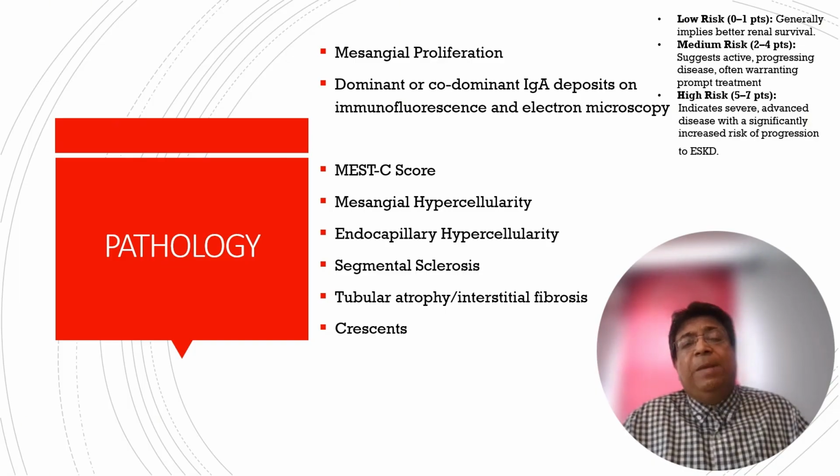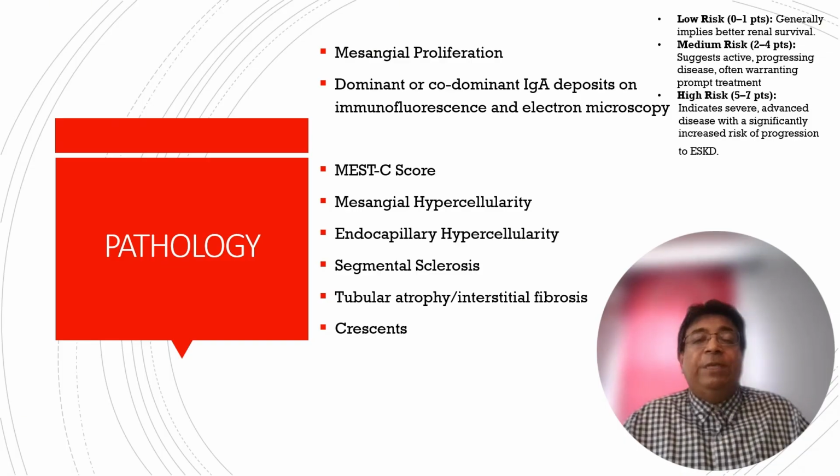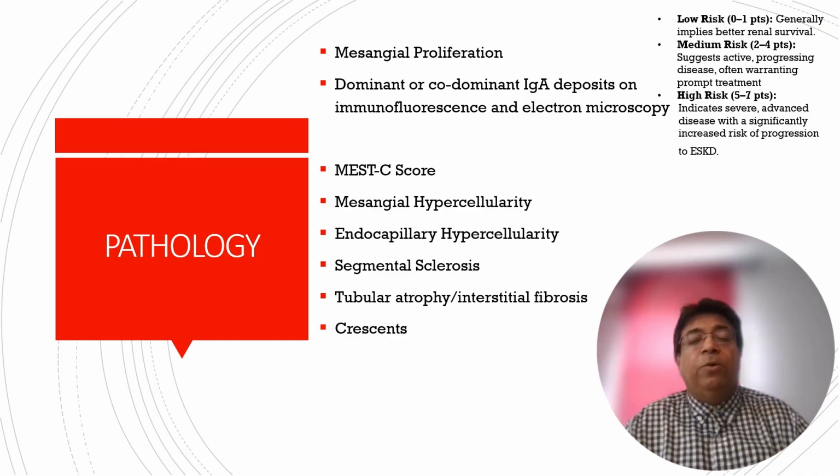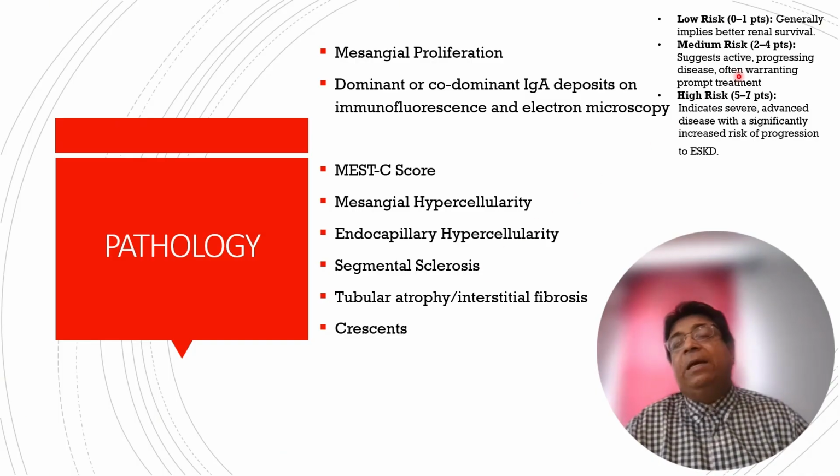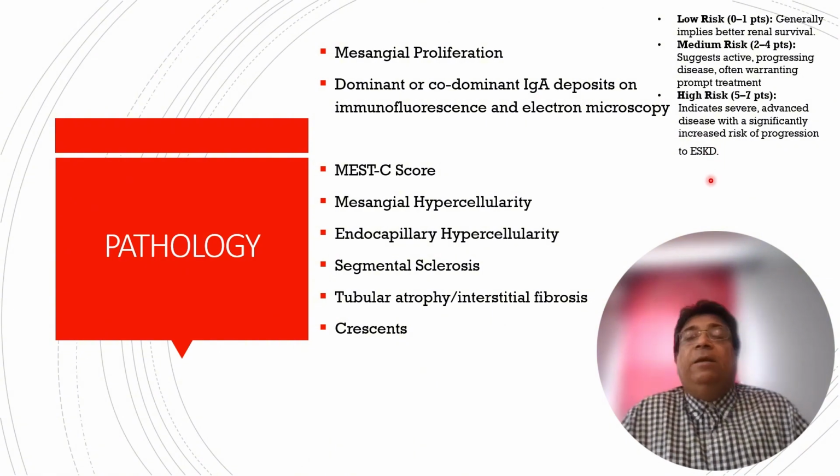And then we'll talk about the MEST-C score, which includes quantification of mesangial hypercellularity, endocapillary hypercellularity, segmental sclerosis, tubular atrophy and interstitial fibrosis, and crescents, and how we use the MEST-C score to determine prognosis and how aggressive you'll be in your immunosuppression, if immunosuppression is warranted at all. And in the corner, I quickly have put in the interpretation of the quantification itself.